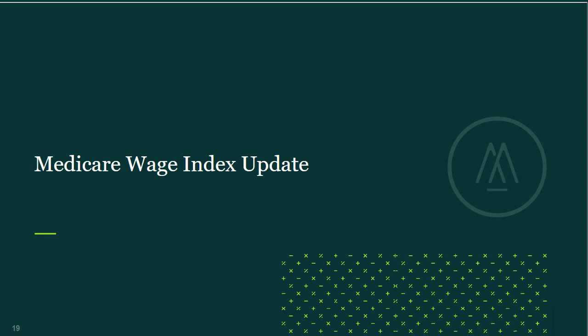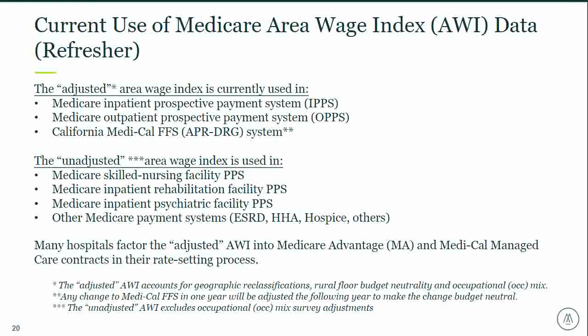Now, in terms of wage index, just as a refresher, there's an adjusted area wage index and an unadjusted. The adjusted accounts for geographic reclass and the rural floor budget neutrality adjustment and occupational mix and applies principally to IPPS and OPPS payments. And then the unadjusted, which excludes occupational mix, is applicable to skilled nursing, rehab, psych, and other payment mechanisms like ESRD and home health and hospice.